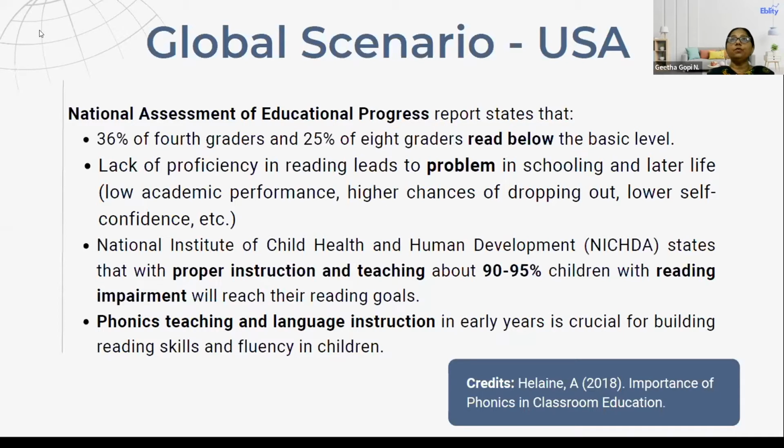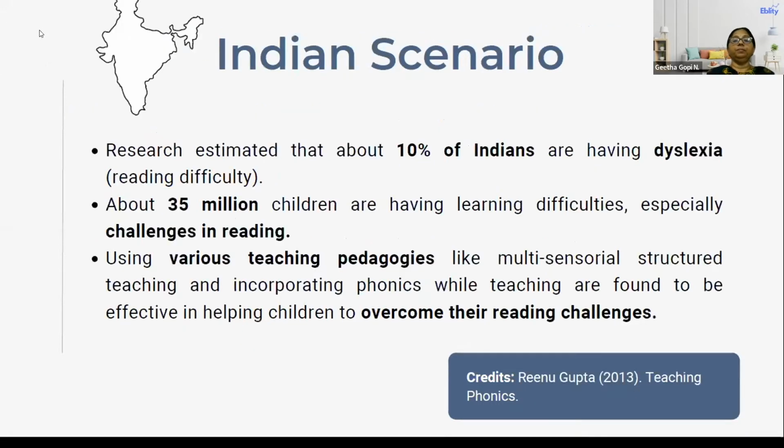So there's a lot of hope that even if children have deficits in these areas, with the right kind of systematic training and instruction, a good number of them can still achieve reasonable levels of reading expertise. So phonics teaching and language instruction, especially in the early years of schooling, is very crucial for building these kind of reading skills and fluency in children.